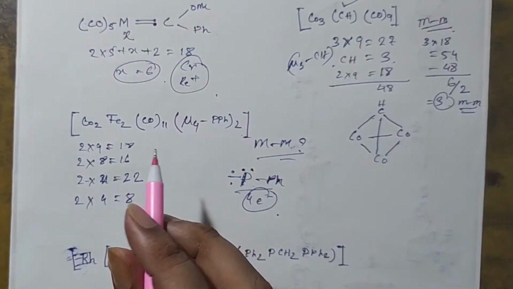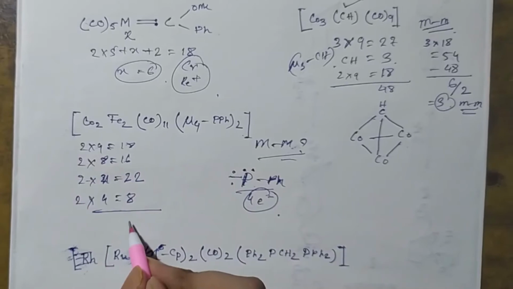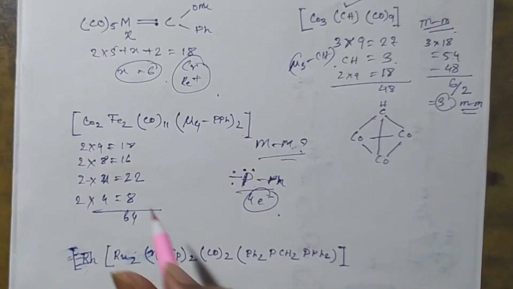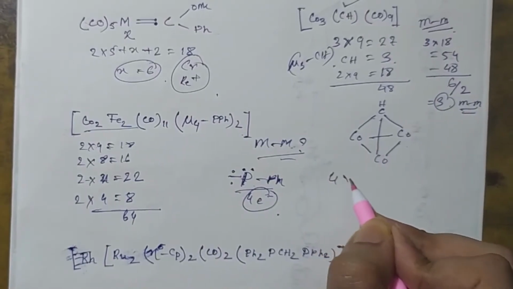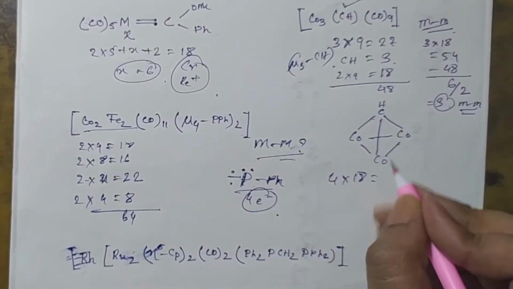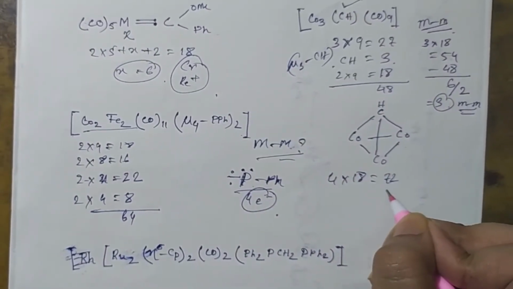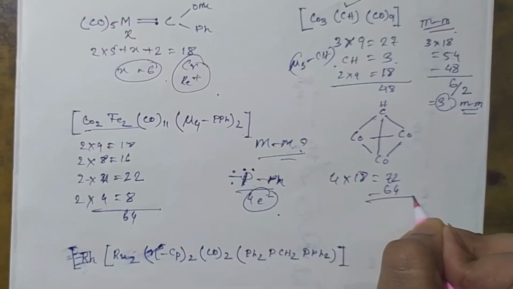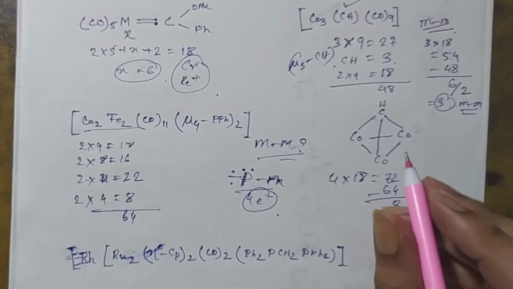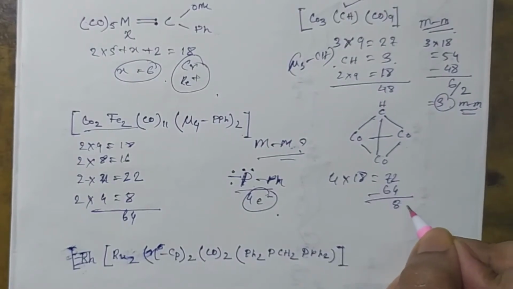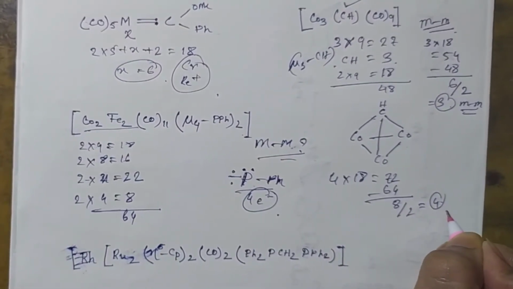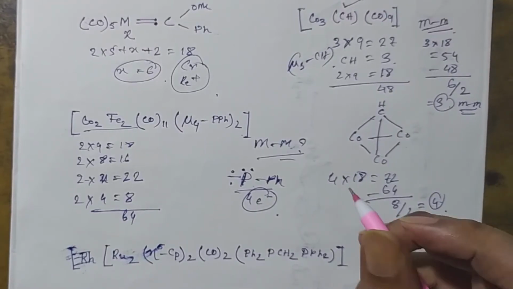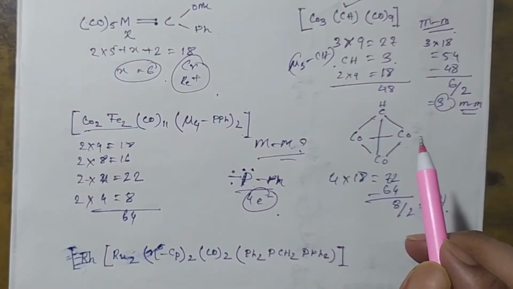So now we add it up. There are 4 metal centers, so 4 into 18 we get 72. So we have to subtract 64 from 72. So we get 8, and just for finding the MM bonds we have to divide 8 by 2. So we get 4. So the number of MM bonds is 4. So only cobalt and iron are connected by 4 metal-metal bonds.